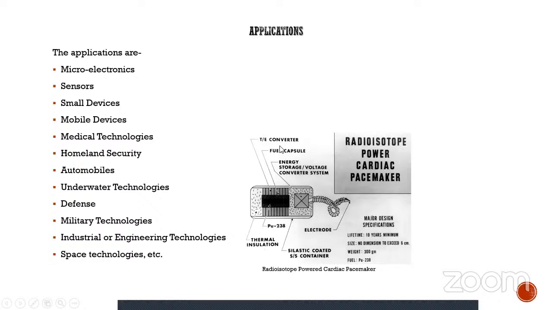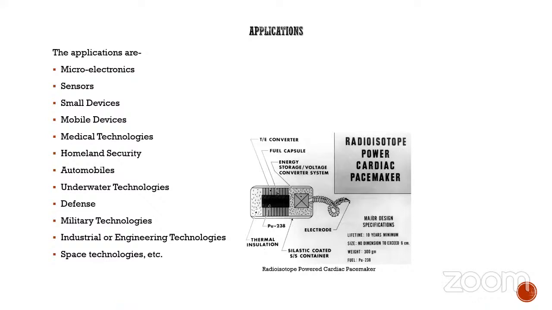So here is an example: earlier, we used to have nuclear powered pacemakers available. Right now, the pacemakers that we see in the market actually use lithium-ion batteries. But earlier when the pacemaker was developed, they actually used radioisotopes or nuclear fuels. At that time, they had that technological advancement and research was going on, so they created a radioisotope powered cardiac pacemaker. We can see it uses plutonium-238, but it has gamma radiations. We know that now, but at that point of time they didn't know that plutonium-238 is harmful to use. So they used plutonium-238 in a pacemaker.